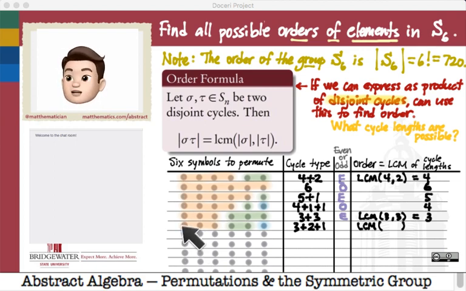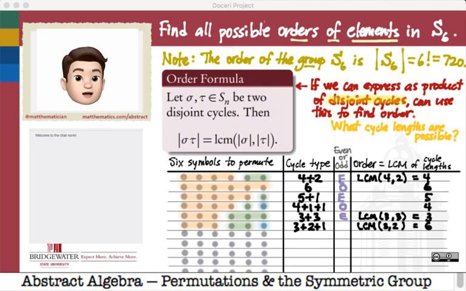So here's a permutation that, let's say, for example, (1 3 4) composed with (2 5), and then 6 stays in place, right? So that'd be a 3 plus 2 plus 1 cycle type. And its order would then be the least common multiple of 3 and 2. But 3 and 2 are relatively prime, so their least common multiple is 6.